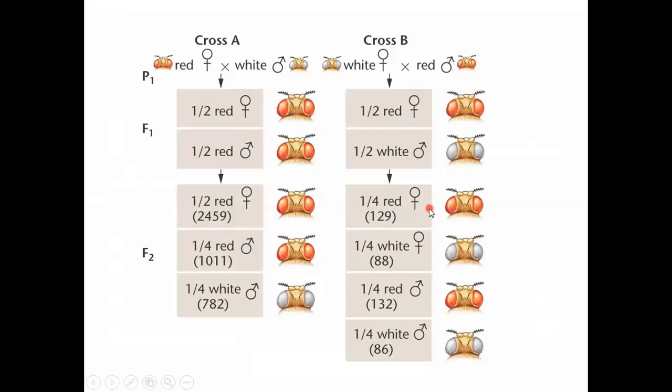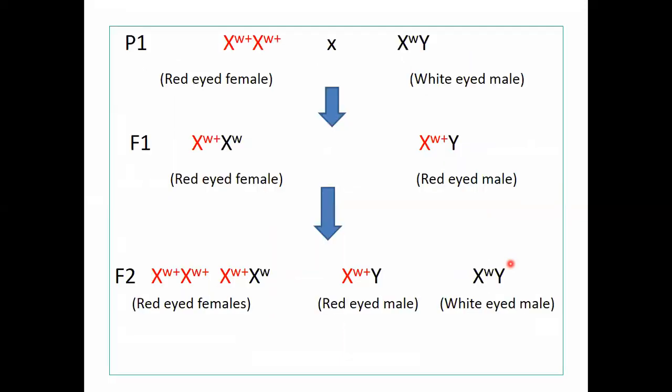So in a reciprocal cross, red males, white males, and red or white females are there. That is indicating that the eye color gene is present on the X chromosome.